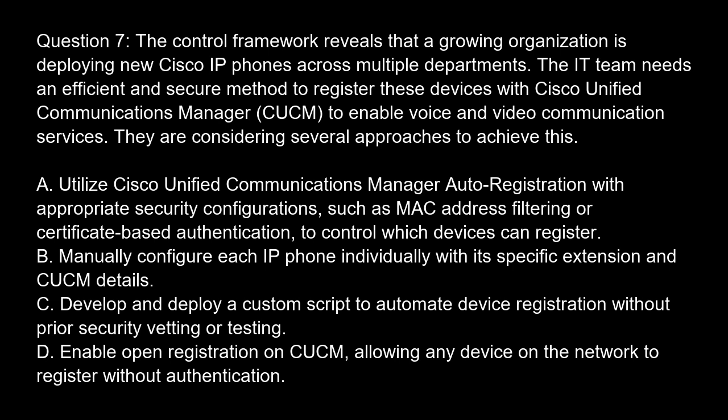Option A. Utilize Cisco Unified Communications Manager auto-registration with appropriate security configurations, such as MAC address filtering or certificate-based authentication, to control which devices can register. Option B. Manually configure each IP phone individually with its specific extension and CUCM details. Option C. Develop and deploy a custom script to automate device registration without prior security vetting or testing. Option D. Enable open registration on CUCM, allowing any device on the network to register without authentication.